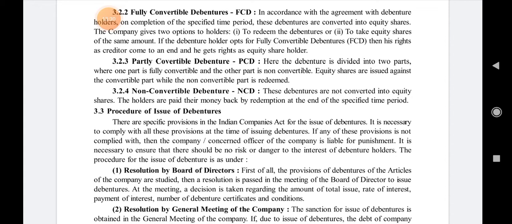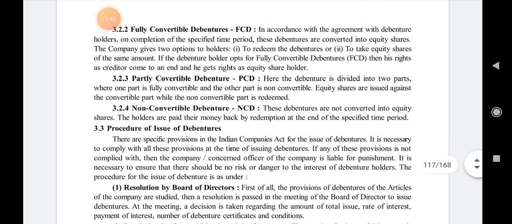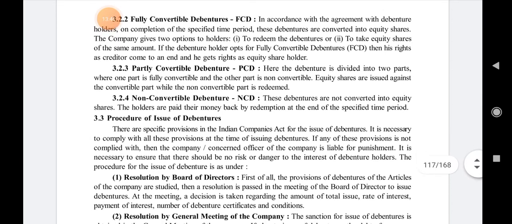If the debenture holder opts for a fully convertible debenture, then his right as creditor comes to an end and he gets the right as an equity shareholder. See, if they select the fully convertible debenture option, at that time their creditor right will end and the right of equity shareholders will start, but only when they have selected the fully convertible debenture option.